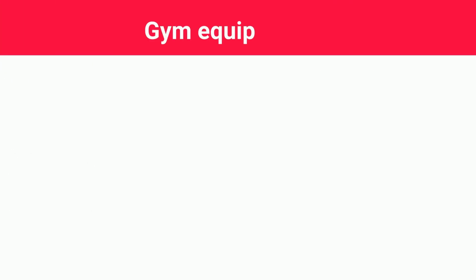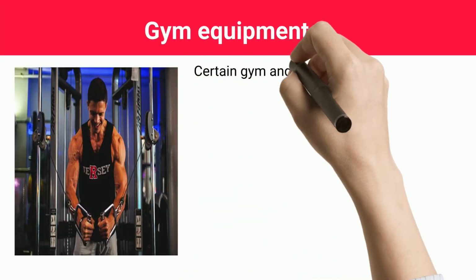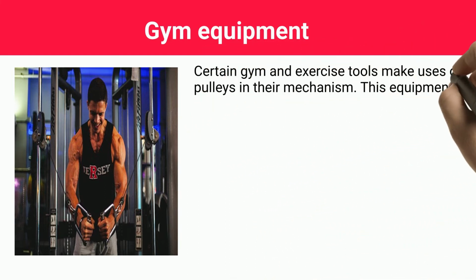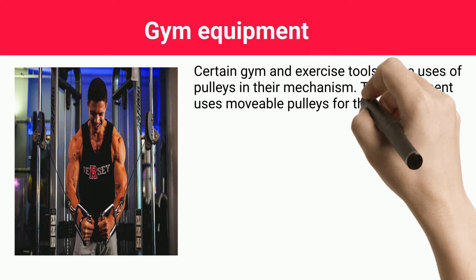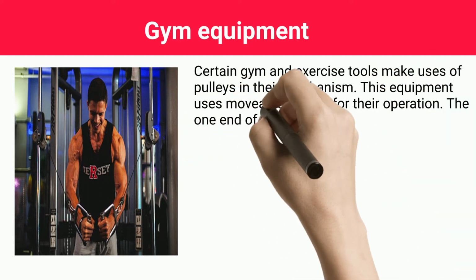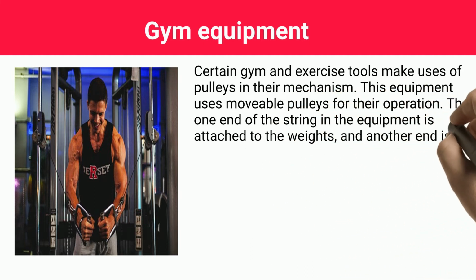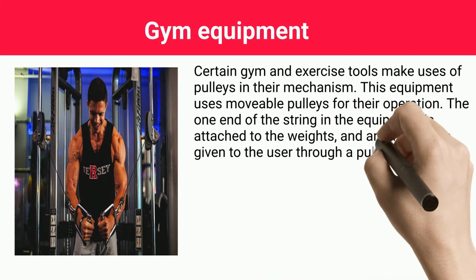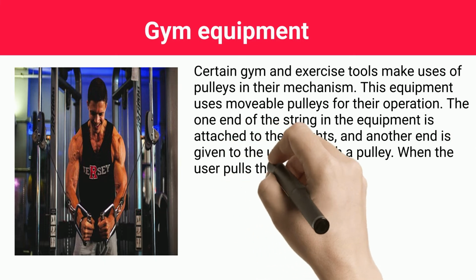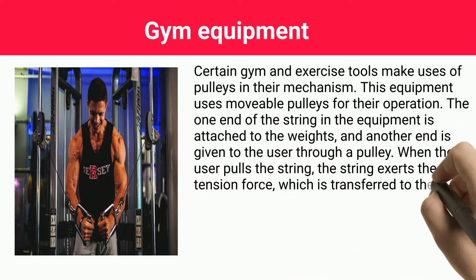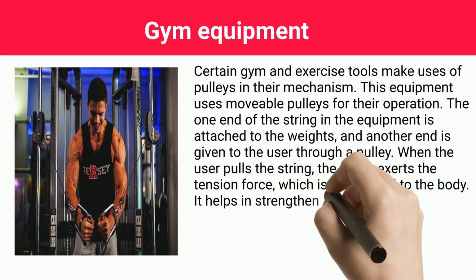Gym equipment. Certain gym and exercise tools make use of pulleys in their mechanism. This equipment uses movable pulleys for their operation. One end of the string in the equipment is attached to the weights, and another end is given to the user through a pulley. When the user pulls the string, it exerts the tension force, which is transferred to the body. It helps in strengthening the muscle.